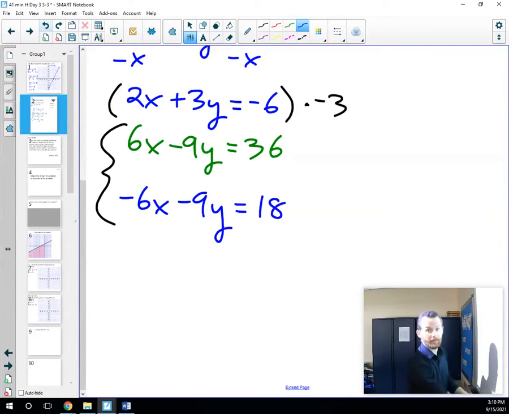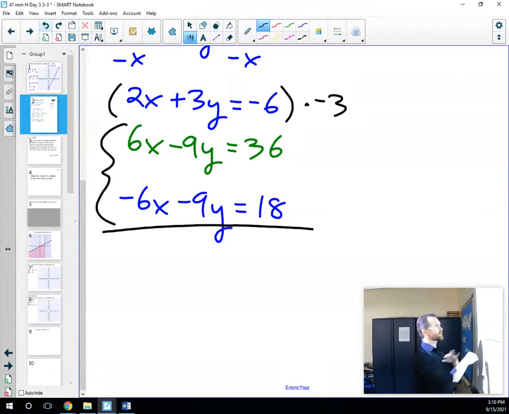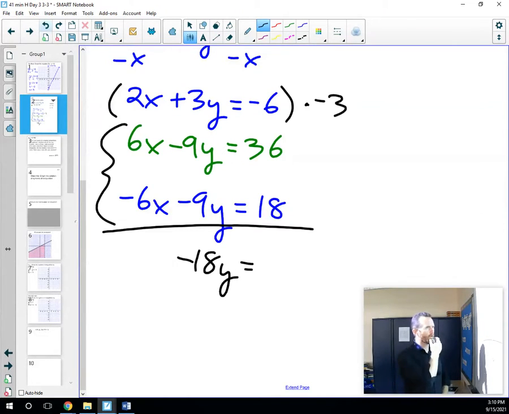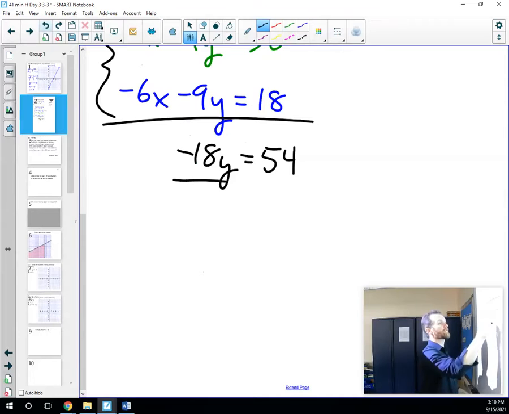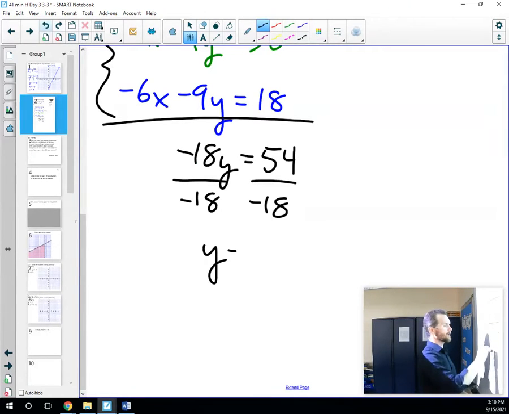And now we're ready to combine because now the x's will cancel out. So the 6x and negative 6x go away. That becomes 0. The negative 9y's become negative 18y equals 36 and 18. That's 48, 54, if I'm doing that correctly in my head. Hopefully I am. And then we divide both sides by negative 18. And that's going to be a negative, let's see, that's going to go in 3 times.